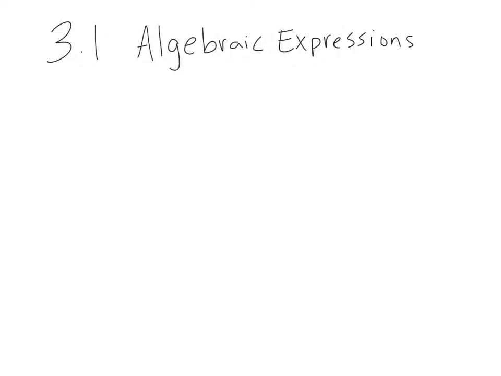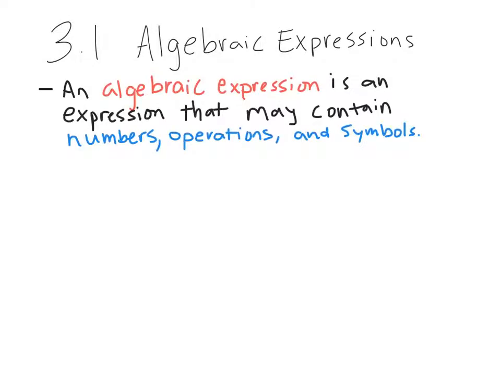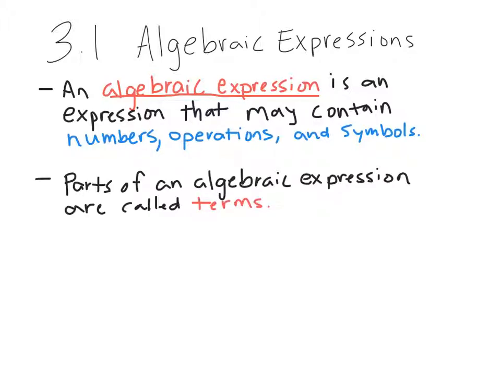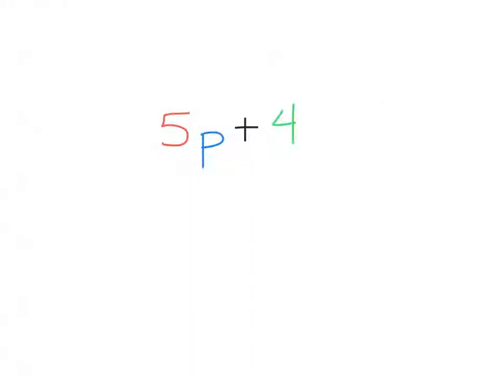3.1 is algebraic expressions. An algebraic expression, so we're talking about this term right here, is an expression that may contain numbers, operations, and symbols. Parts of an algebraic expression are called terms. And here's an example. If I had this as an algebraic expression, 5p plus 4, the terms are all the different things that are in here.